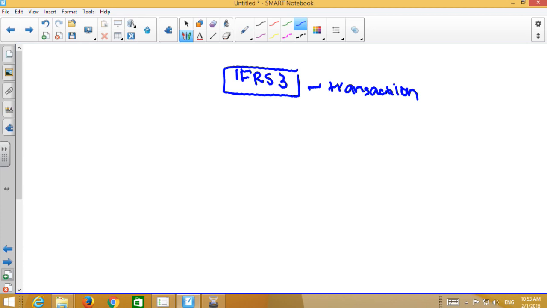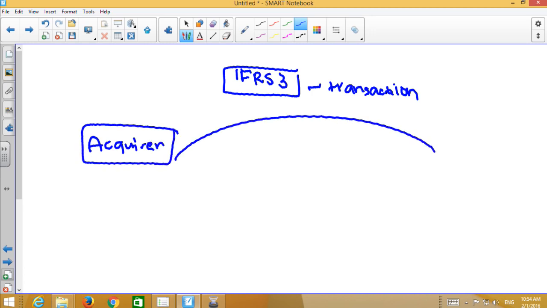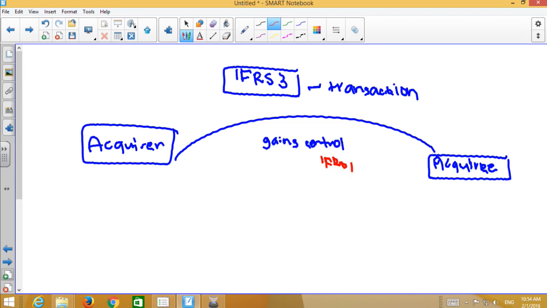This IFRS 3 deals with the transaction, and that transaction is one where there is an acquirer, which is a parent, and the acquirer gains control of the acquiree. And control is defined in IFRS 10. So we're going to look at this definition of control next week when we look at IFRS 10 and IAS 27. So for today, we're just going to say we acquire control of the acquiree.